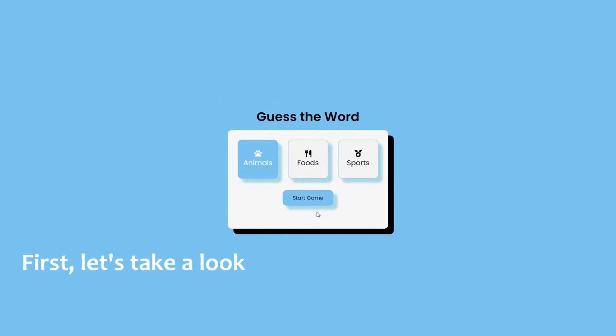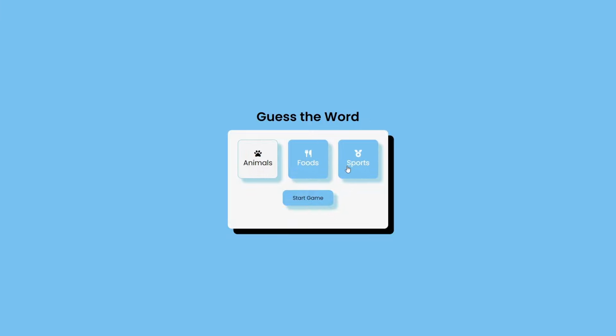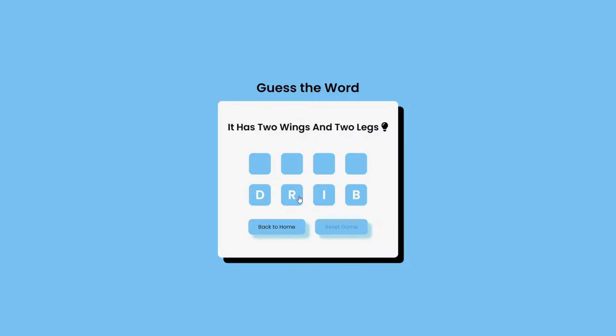First, let's take a look at what we'll be creating today. Our Guess the Word game will allow players to choose animals, foods or sports. It helps us to get the words based on this option, and below we have an option to start the game. Once we start the game, we can see the hint of this word.